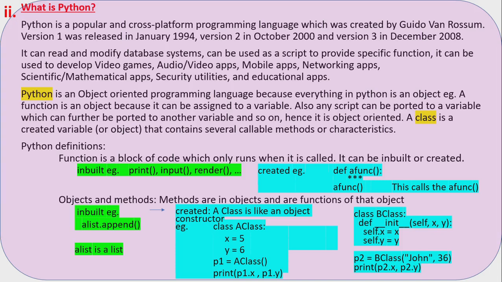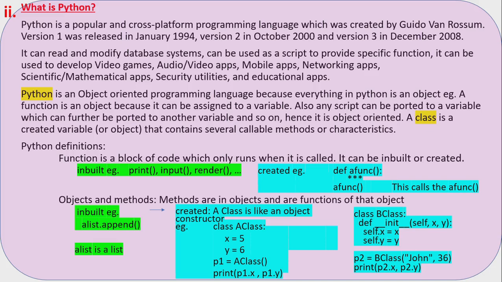An example is alist.append. The alist here is a list, and .append is a method. The list also has several other methods that can be used, such as sort, remove, clear, and so many more. This is an example of an inbuilt object.